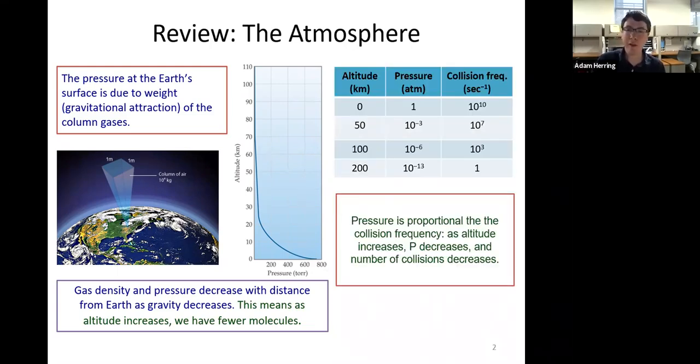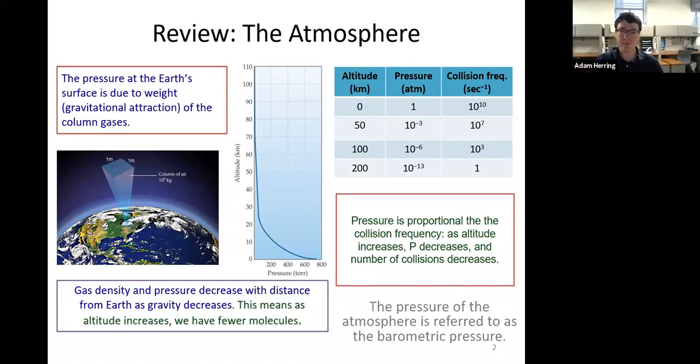And we can see this if we take a look at the pressure as a function of altitude, then it decreases drastically. When we look at the collision frequency, this is another way of describing the pressure. At the surface of the earth, there is a very high collision frequency, but that collision frequency drops again dramatically as the altitude increases. And so since pressure is proportional to the collision frequency, as the altitude increases, our pressure goes down and the number of collisions also goes down.